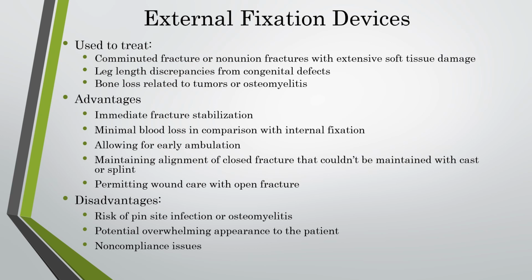It is also used for leg length discrepancies from congenital defects, and it can be used for bone loss related to tumor or osteomyelitis. What are the advantages of the external fixation? It can immediately stabilize the fracture. It minimizes the blood loss in comparison with internal fixation, and it allows for early ambulation. External fixation also maintains alignment of closed fractures that couldn't be maintained with cast or splint.